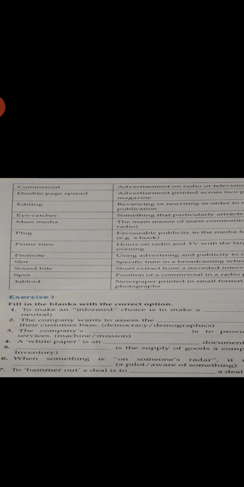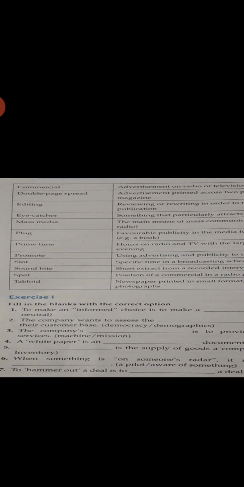Then dash is the supply of goods a company has for sale. Is it inversion or inventory? It is inventory. Inventory is the supply of goods a company has for sale.